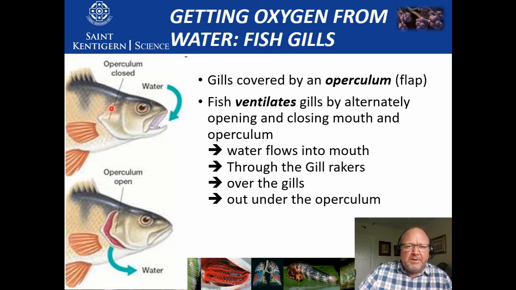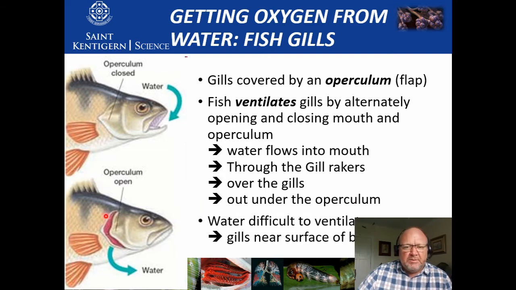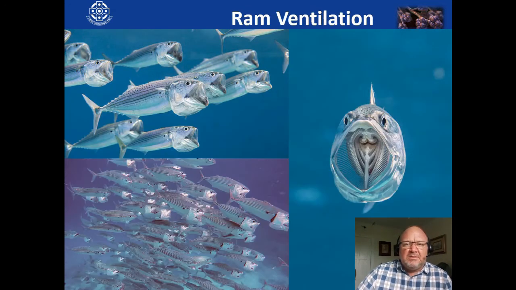Then it goes over the gills where the actual gas exchange takes place, and then out under the operculum. And we said that the operculum is a bony flap in bony fishes, and it is basically there to protect the gills from the outside. So let's say they swim into a rock or things like that. These delicate structures underneath need to be protected. Also, we want the gills close to the surface because water is really dense and it's difficult to ventilate, in other words, to get in and out.